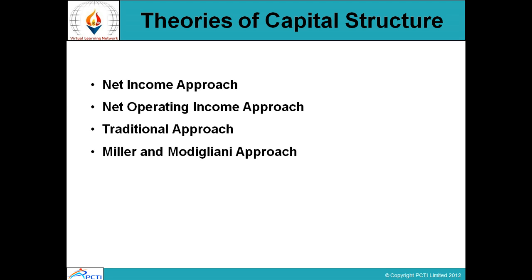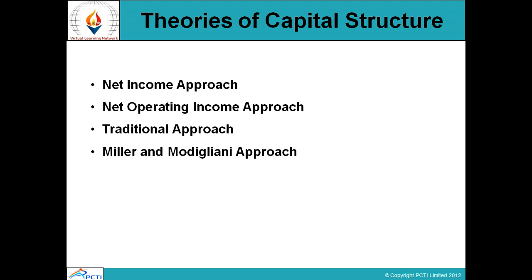Before going to the traditional approach, let me recap once again. The net income approach was suggested by Durand. Net operating income is propounded by Durand. The net income approach says any change in the valuation of the firm will have a direct impact on the cost of capital. The net operating income approach says it will not have any effect on the cost of capital. Now the traditional approach says the net income will remain constant up to a certain degree of leverage and thereafter rises at the increasing rate.